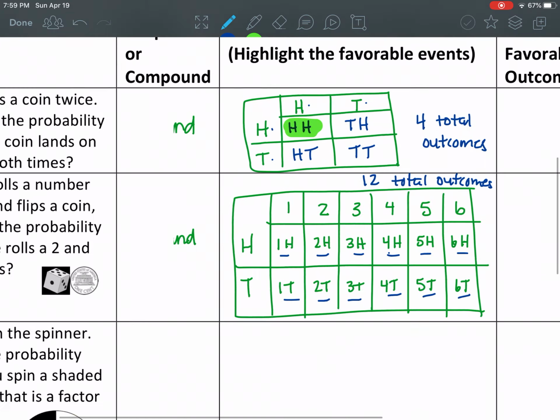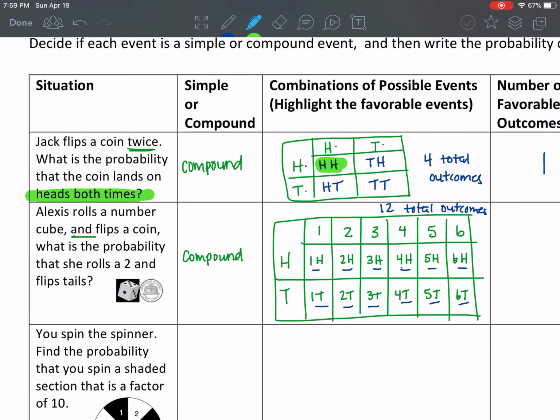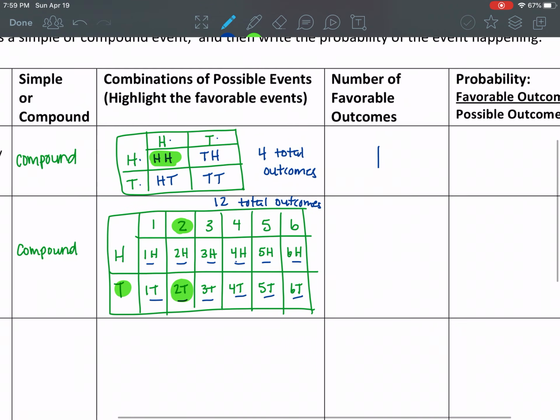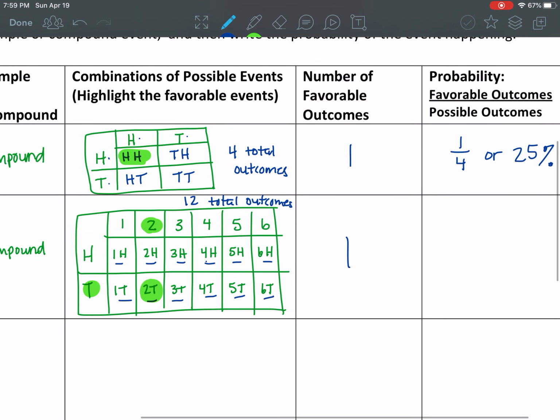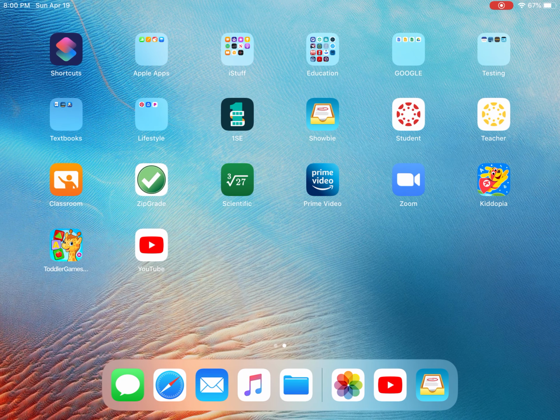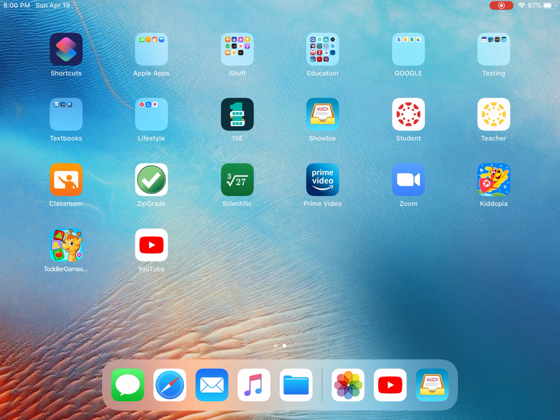Okay, so what are we looking for? Well, we want that she rolls a 2 and flips a tails. So rolls a 2, here's our 2, here's our tails. So here is a 1 favorable outcome, and that would be 1 out of 12. And I don't have the percent of that one off the top of my head. Let's see, 1 divided by 12 for our fraction.